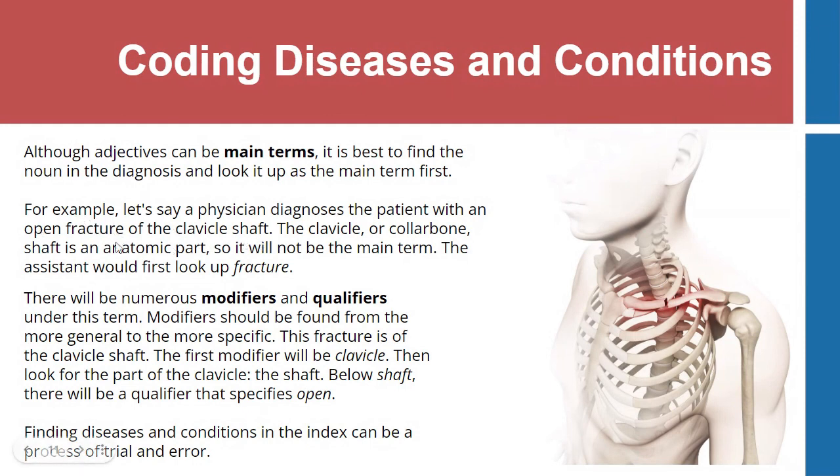Fracture is the condition, so we're going to find fracture. Fracture of what? The clavicle. Now, what part of the clavicle? The shaft, so we're going to look for the shaft. Now below shaft, the qualifier is going to say open, because is it an open fracture or a closed fracture? This is an open fracture. If it was closed, we would choose closed, but this is going to be an open fracture.